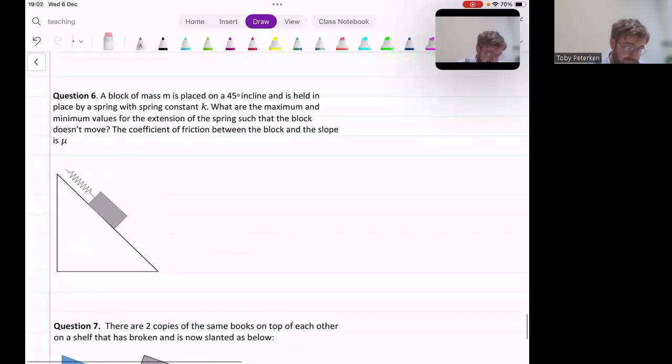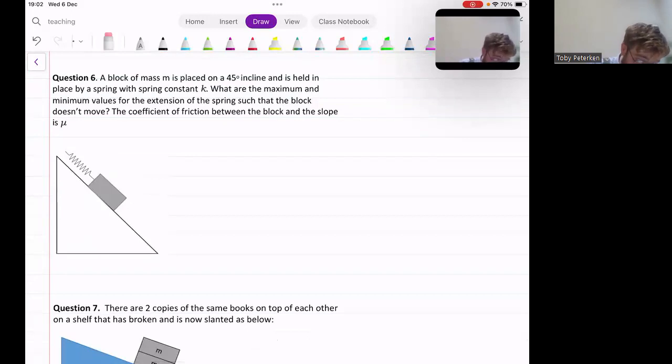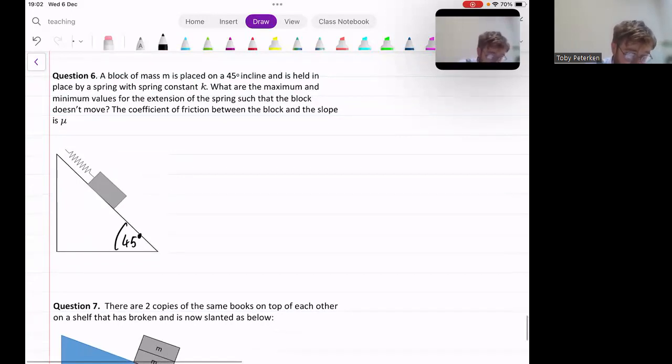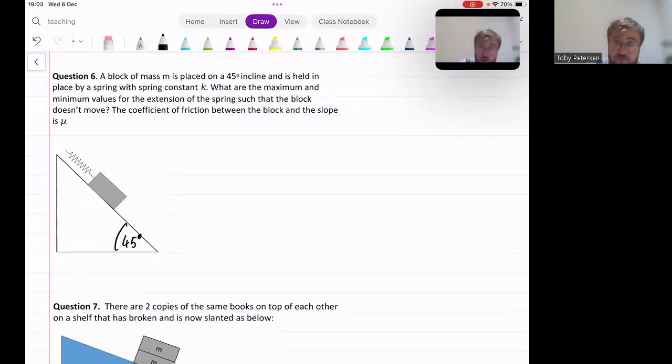Let's look at this. A block of mass m is on a 45-degree incline. So I'll write that in here: 45 degrees. And it's held in place by a spring with spring constant k. What are the minimum and maximum values for the extension of the spring such that the block doesn't move? And the coefficient of friction between the block and the slope is mu.